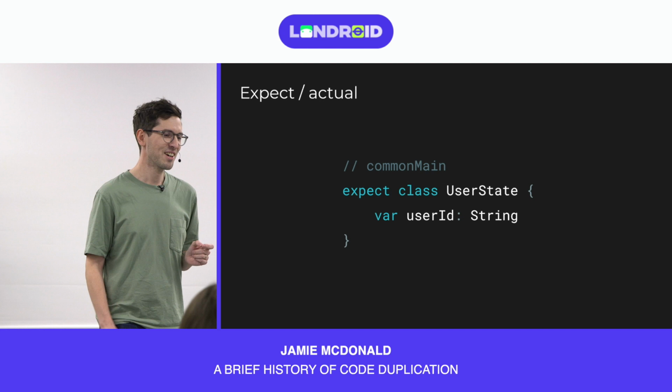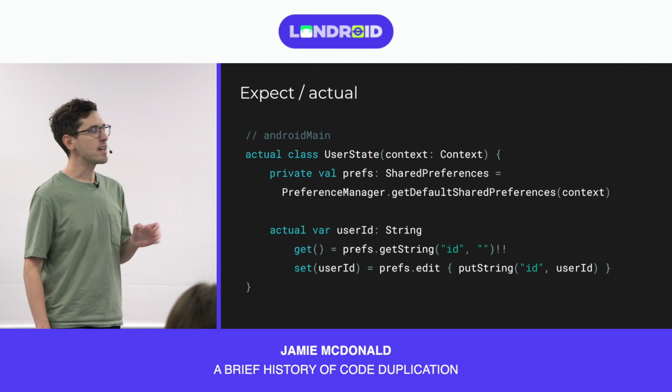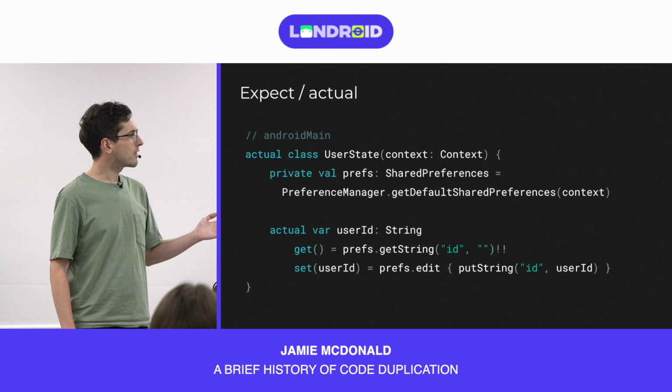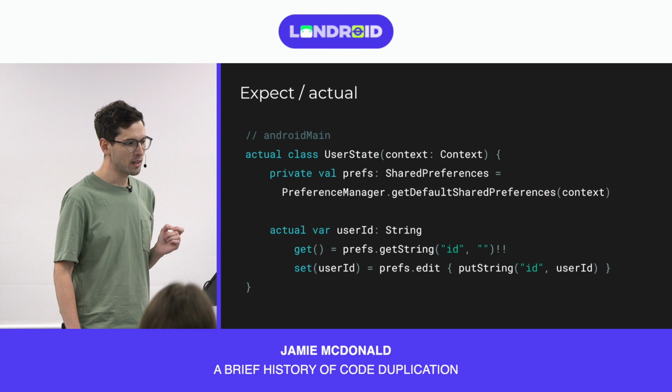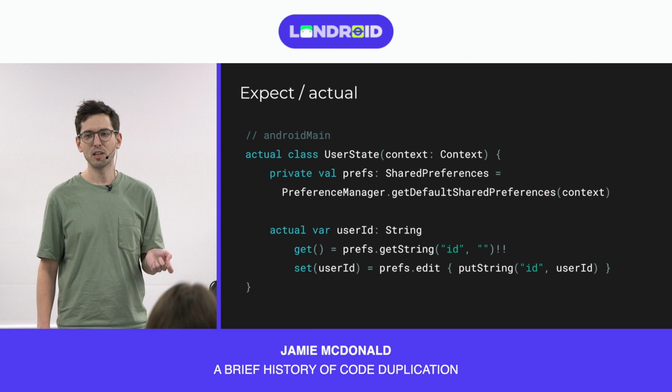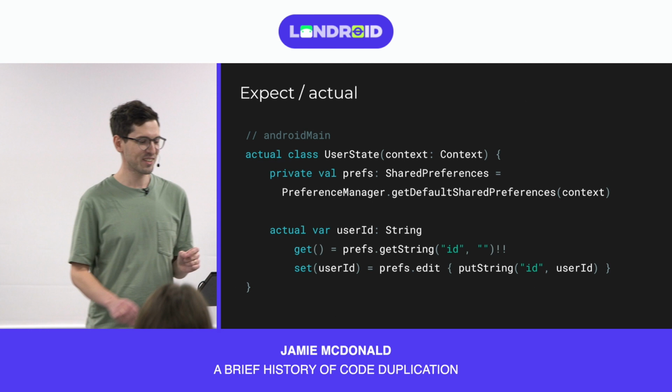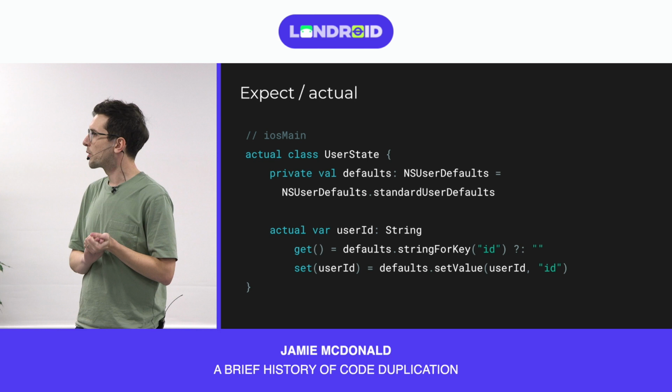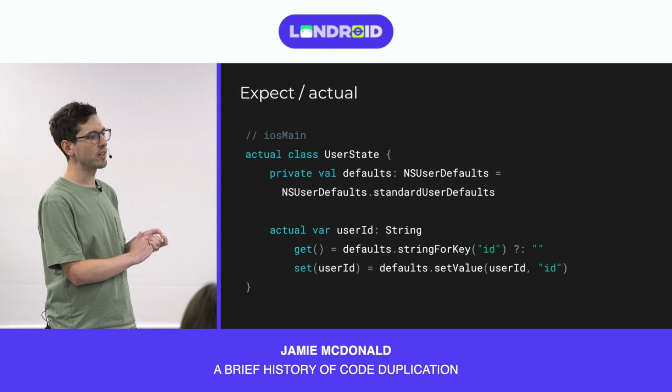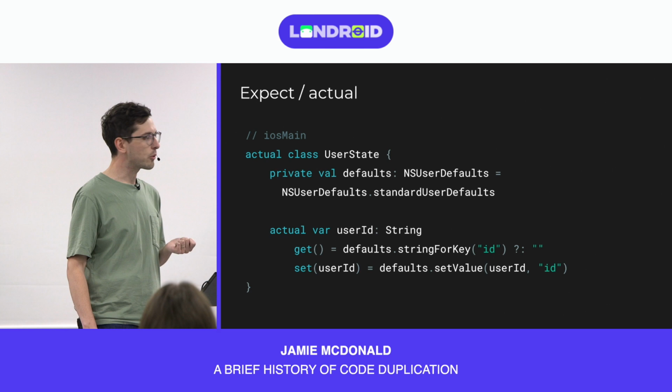here is the actual implementation of that class inside our Android main source set. So this takes a context, which you need to initialize shared preferences, and then it just persists that string ID. And so we're going to have to implement this for iOS as well, because this is using platform code. And does anyone know what the iOS equivalent of shared preferences is? User defaults. User defaults. So this is essentially the exact same thing, but this is in our iOS main source set. And we're persisting that same field using NSUserDefaults. So notice here that we are interacting with the APIs of the iOS platform from Kotlin code.